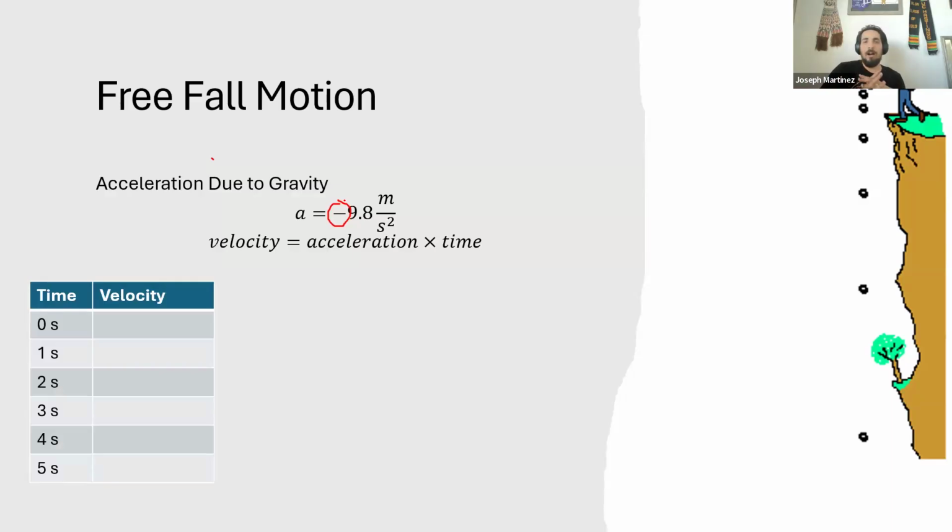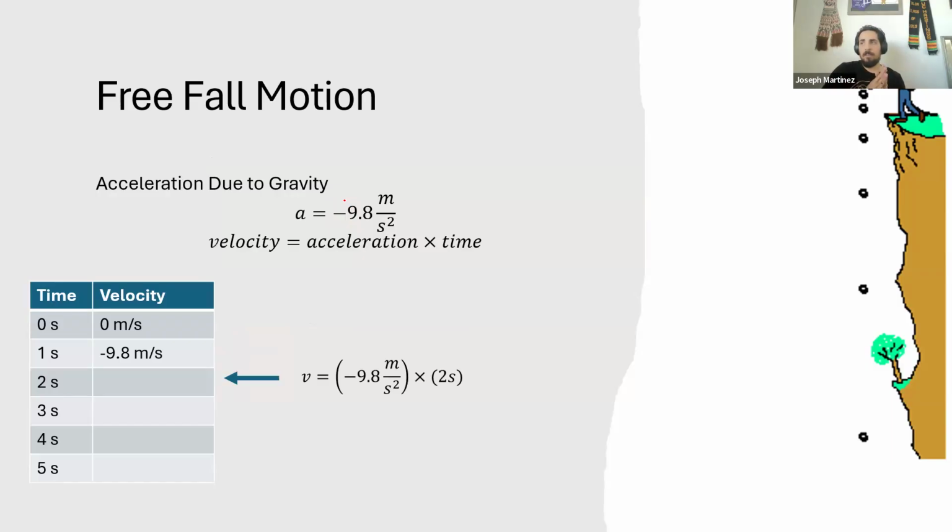We're going to look at an object that's been falling for 5 seconds. In the first second, we can calculate its velocity by saying its velocity is acceleration multiplied by time, but here time is 0 seconds. So you take negative 9.8, multiply it by 0, and what you end up with is 0. For the next one, we say, how fast is it going at 1 second? We take that negative 9.8 value, multiply it by 1, and you see that at 1 second, it is at 9.8 meters per second.